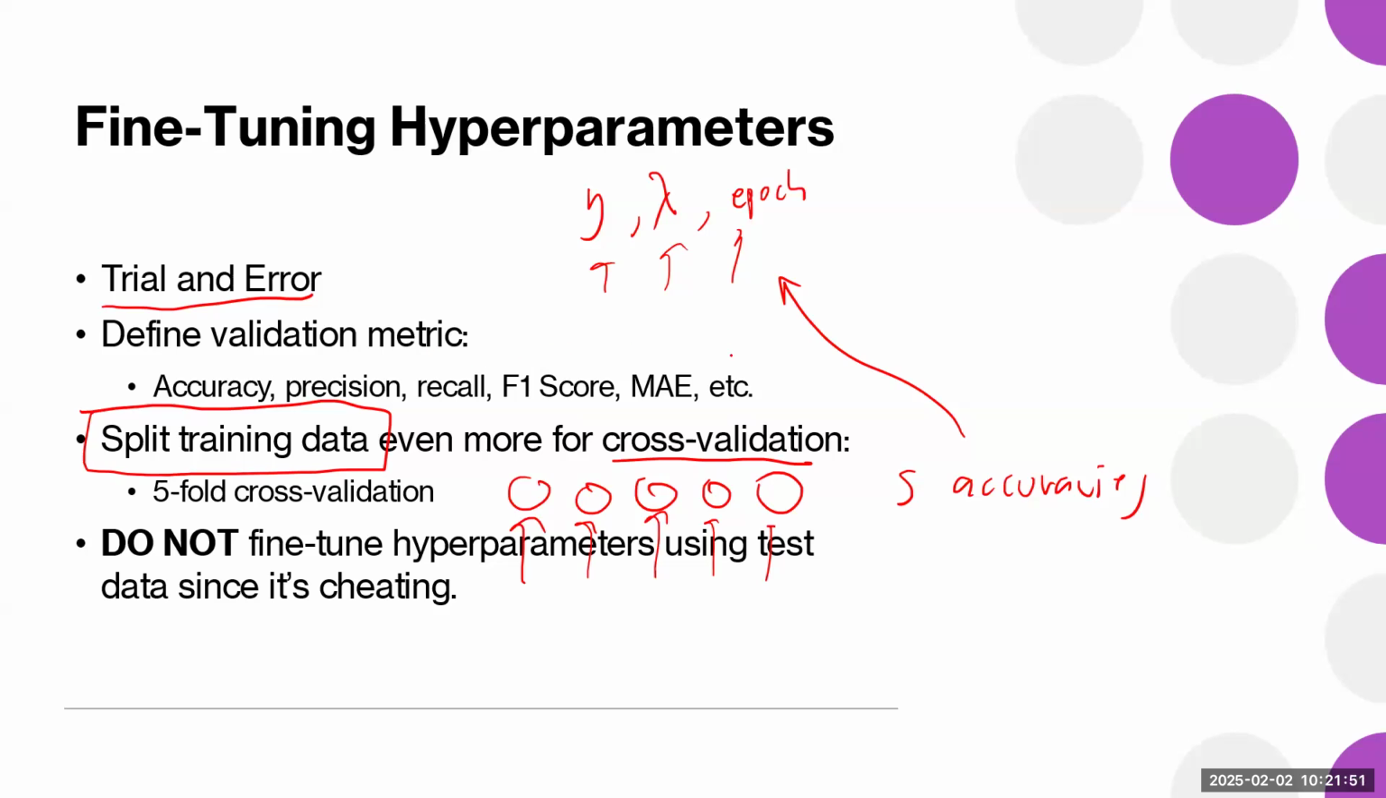It is important to note that when you fine tune the hyperparameters, do not use test data, because it's cheating. Normally, you would fix the hyperparameter before you use it on the test data. So whatever it is, you have to live with it. So this is how you would fine tune the hyperparameter.